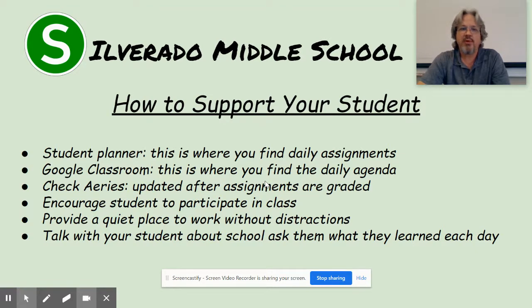So anytime you want to know, ask your student for their planner, and information should be written in it. You can also find this information in the Google Classroom. This is where you find the daily agenda. The daily agenda lists what assignment was taught, what page numbers, what was discussed, and any homework.